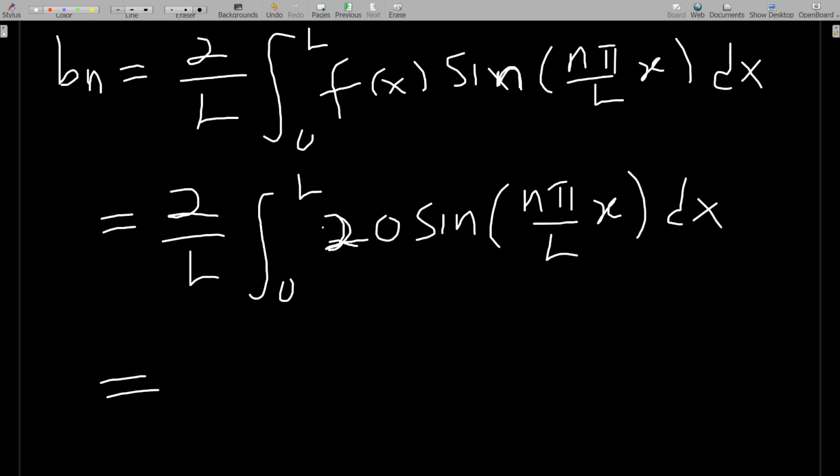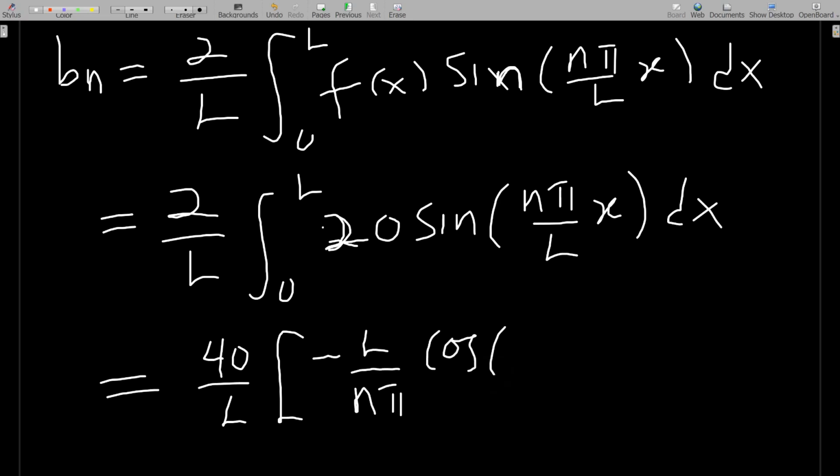Now if you integrate this, when I put the 20 out, I have 40 over L. When you integrate this and put your limits in, I would urge you to kindly go through this. I'm begging you, just go through them, and I know you'll be able to do that. When you integrate, you get minus L over n pi cos of n pi over L x from 0 to L. So when you set your limit in, you insert L first, and you have minus L over n pi cos of n pi.